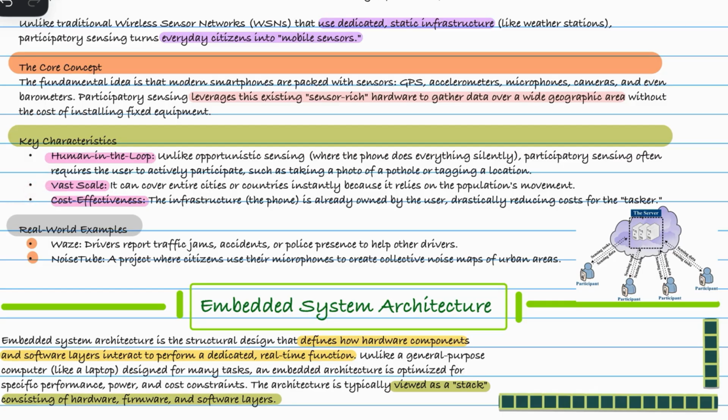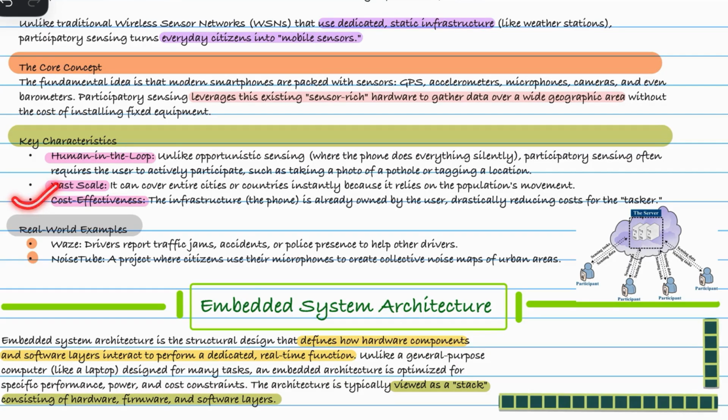Then another is the vast scale. Imagine trying to map traffic across an entire country like India using fixed road sensors. It would cost billions. But with this sensing technology, you scale instantly across cities and states because you are riding on the natural, organic movement of the human population.